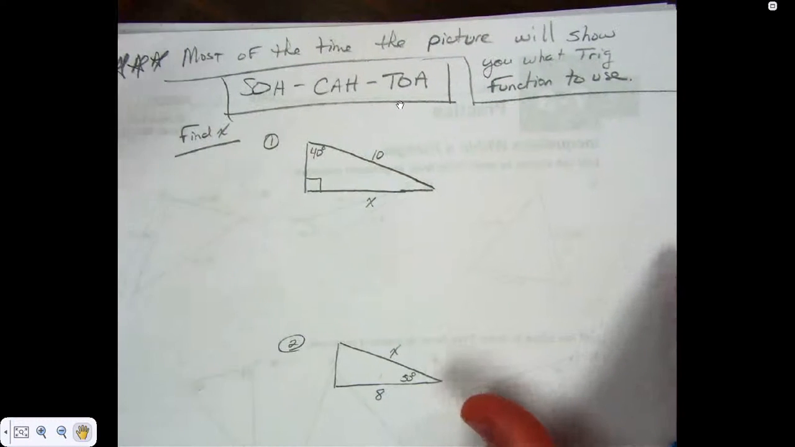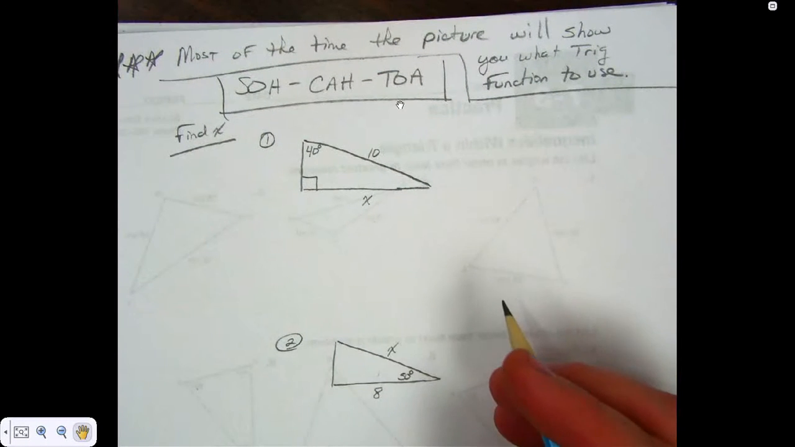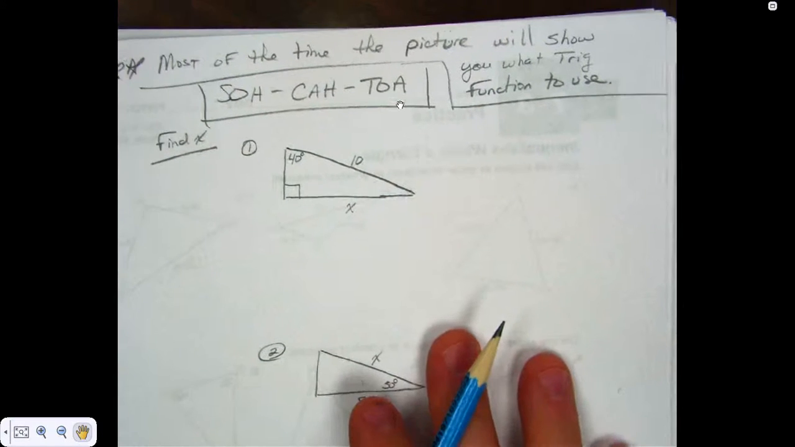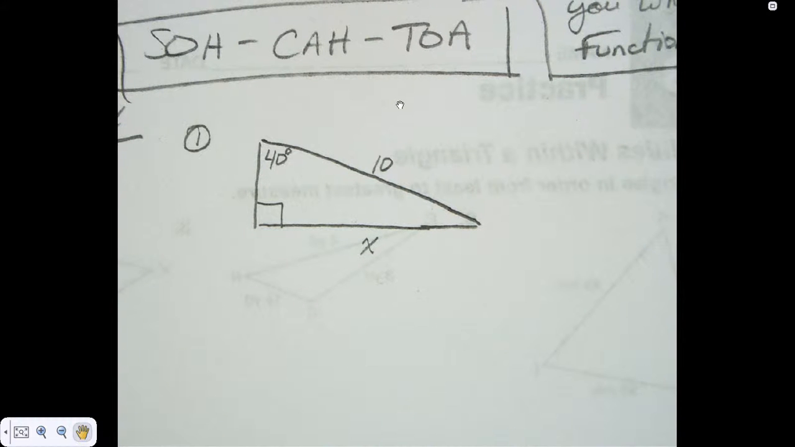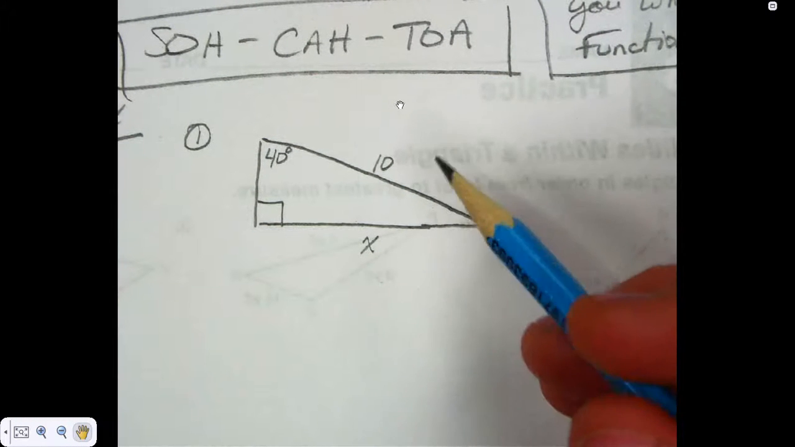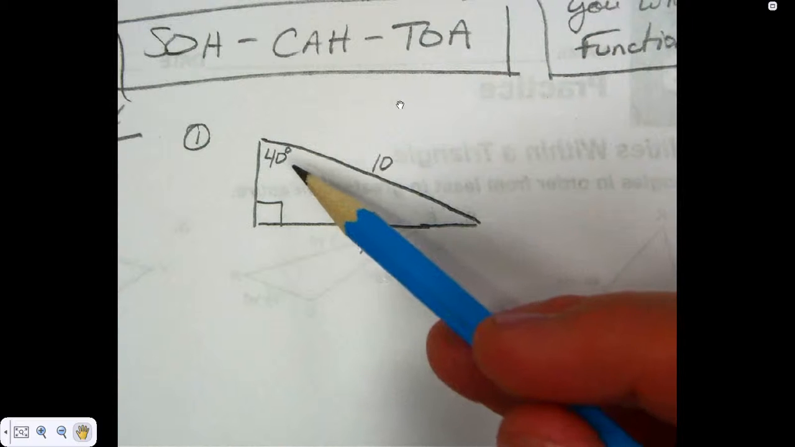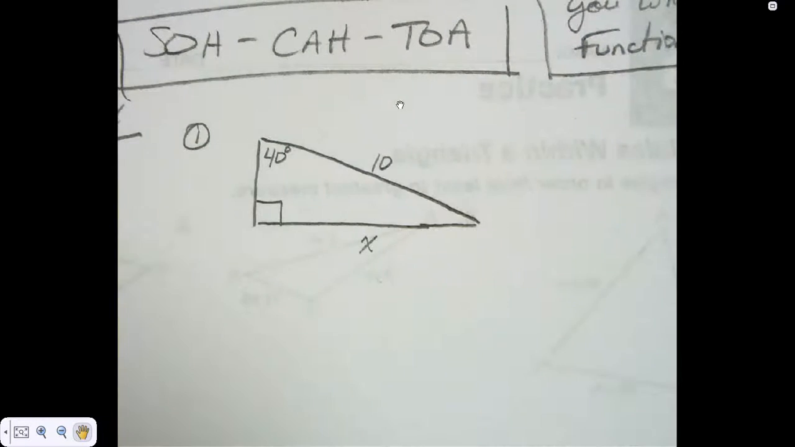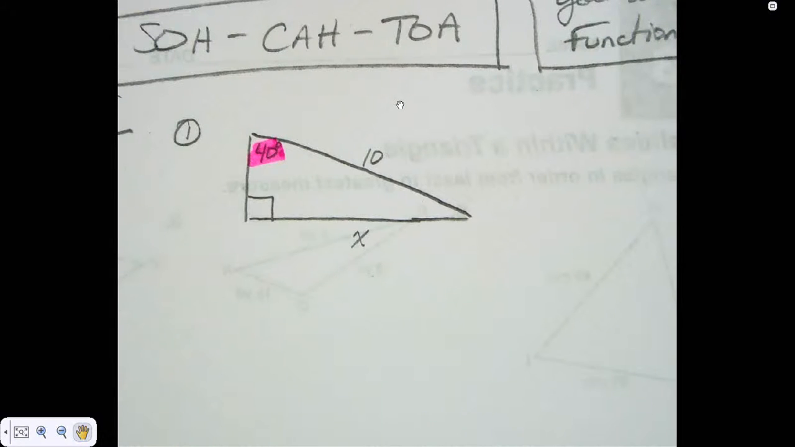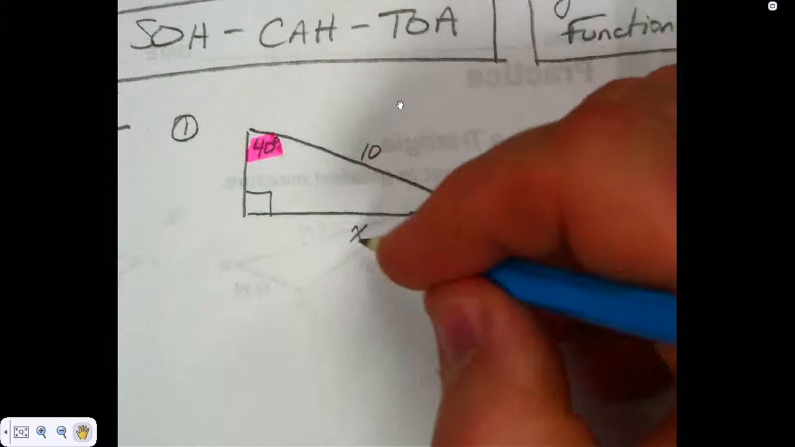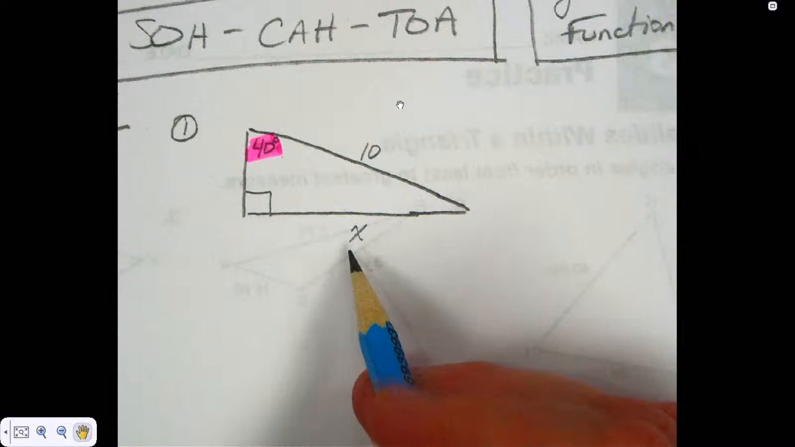Now, let me get going. I want you to look up here at this one. What I mean by the picture will show you what trig function to use is this. They've given you 3 things, correct? Now, first of all, with respect to our angle, what did they give us? Where is our angle? It's right here, is it not? This is our angle. With respect to our angle, what did they give us? What is this side with respect to that angle?